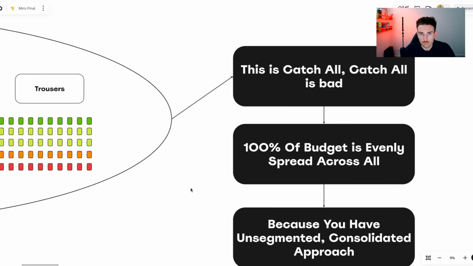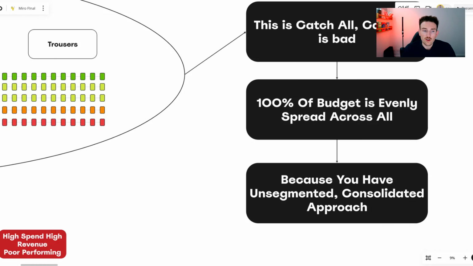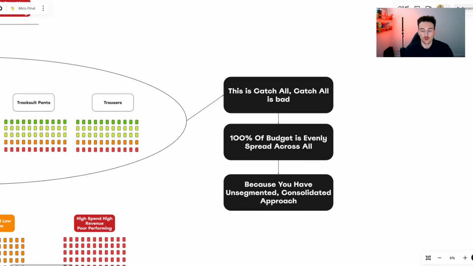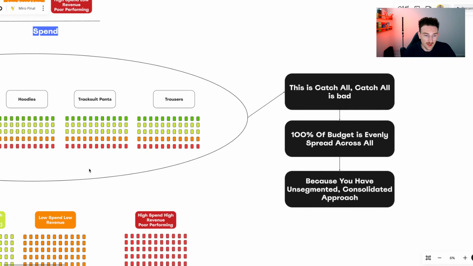And so that's a problem because with high SKU count stores, you want to segment out your top performing products and you just want to push them as far as you possibly can. You want to vertically scale those budgets as far as you possibly can until it breaks. Because as I said, the Pareto principle applies. 80% of your revenue comes from 20% of your products, which means it's about putting as much spend as possible behind that top 20%. This is an unsegmented, consolidated approach. Everything's kind of consolidated together. As I said, you've got your top performers grouped in with your poor performers, right? That's the crux of what I'm trying to say.